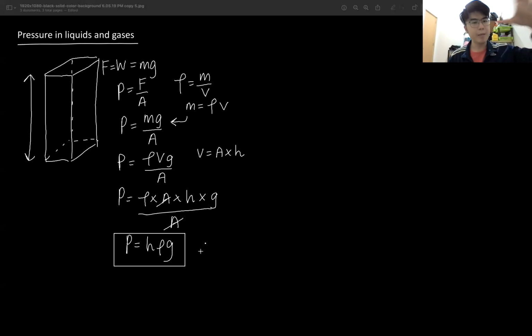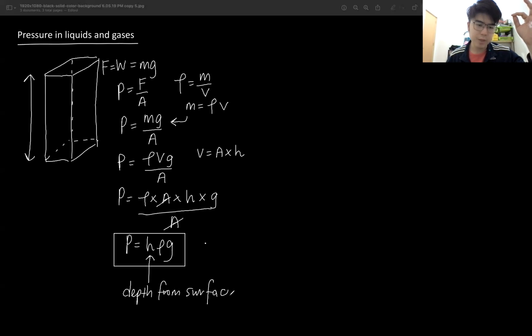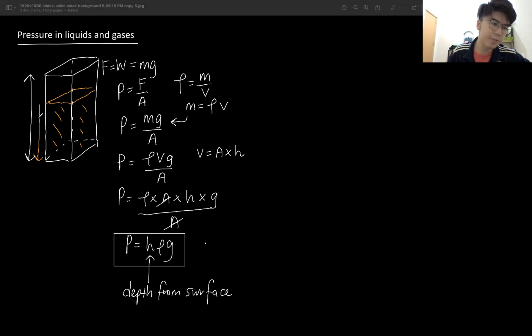You see, it depends on what factors. The pressure of water depends on the height. This is actually what we call the depth from the surface of water. So since the water is fully filled, we just take the entire height of the container. If the water is filled until here, and you want to calculate the pressure of this liquid at the base, then you are going to take the height from this surface here. So it's the depth from surface.